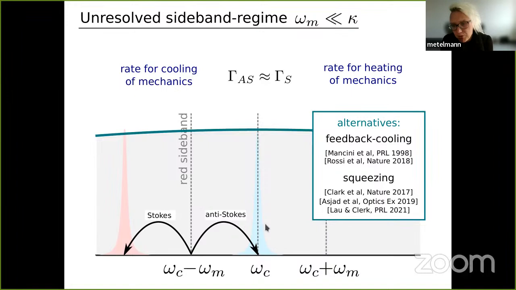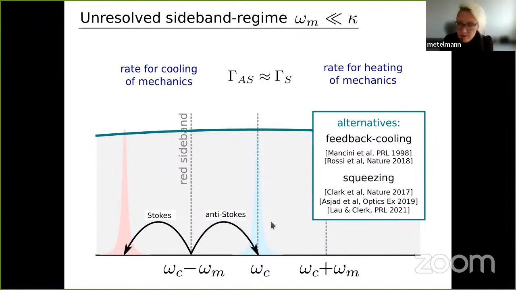Alternatively, you can also use squeezing to do this. There have been theoretical proposals, and also some experiments. The Clark et al. paper is a Nature paper from the NIST group. They have used squeezing to cool. There's also one reference I don't have here, but which is really nice work, by the Treutlein group in Basel, I hope I'm right with the name. They have a really nice coherent feedback scheme, which was just recently published, I think in PRX, where they showed that one can use coherent feedback as well to cool an unresolved sideband machine.